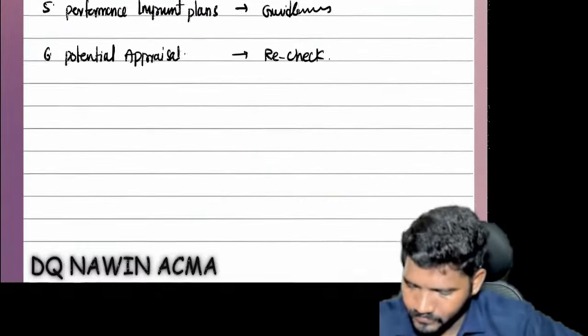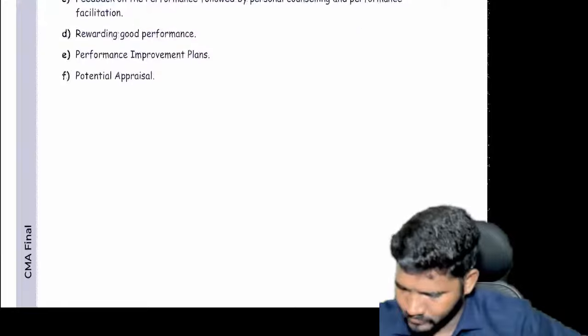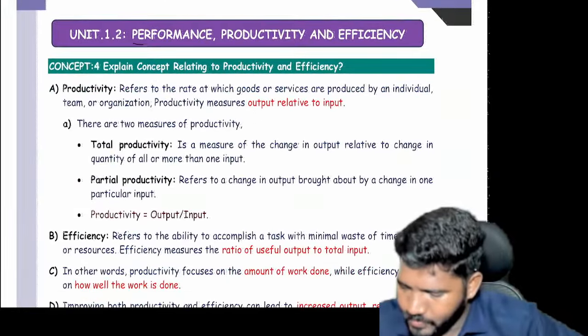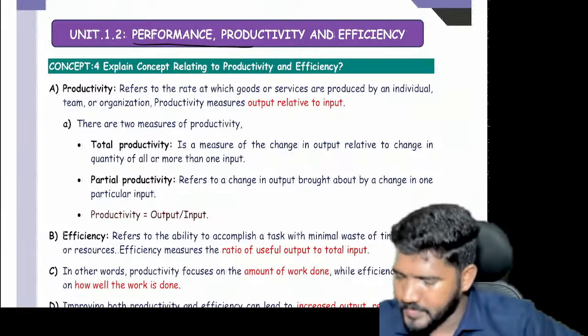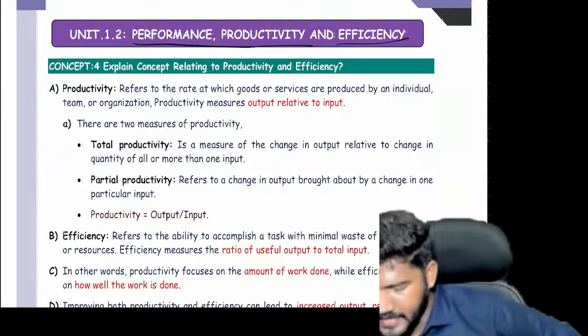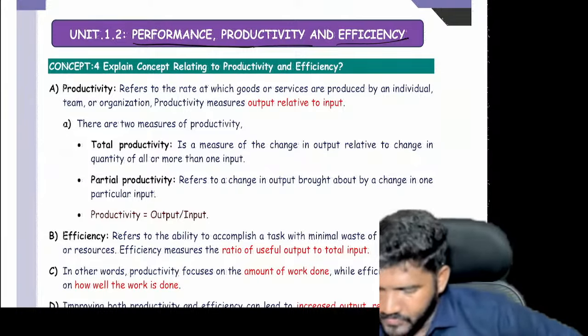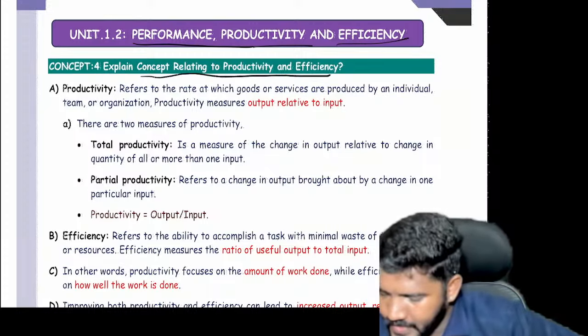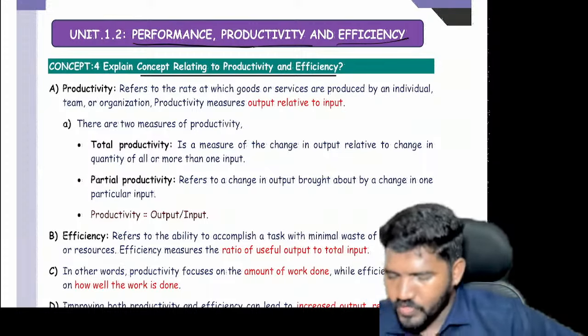Next, unit number 1.2, performance: productivity and efficiency. I already told you, and I will give more clarity later. This is the time to explain the concepts relating to productivity and efficiency. Guys, focus more on this.